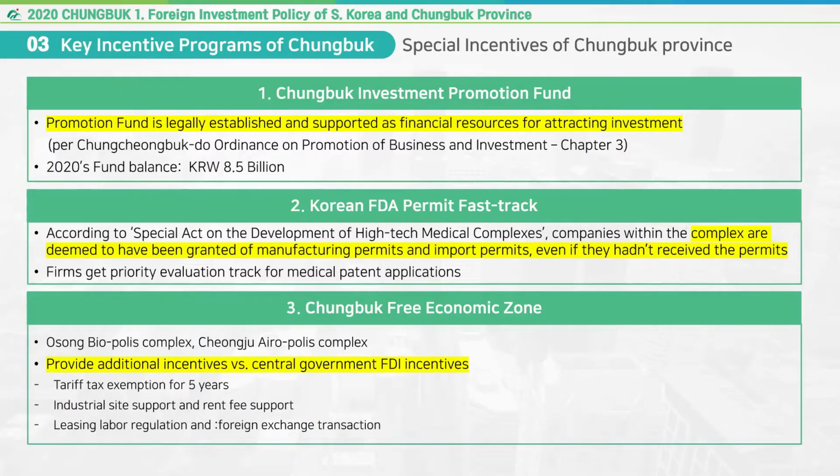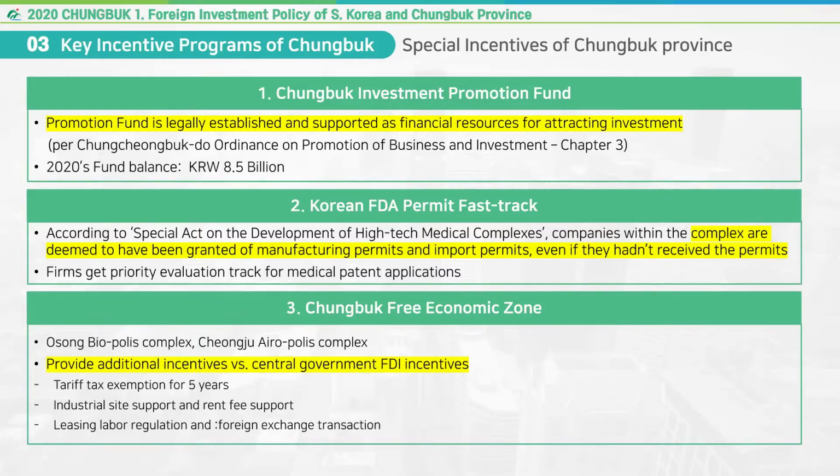Other than the four incentive programs as mentioned previously, Chungbuk has additional incentives which are legally supported in order to promote foreign investment in the province. The first is the Chungbuk Investment Promotion Fund. It is possible to establish and operate the Investment Promotion Fund in accordance with Chapter 3 of the Chungbuk Business and Investment Promotion Ordinance. What that means is that there is a separate financial resource for promoting FDI, with the funding amount Korean won 8.5 billion at the end of 2020.